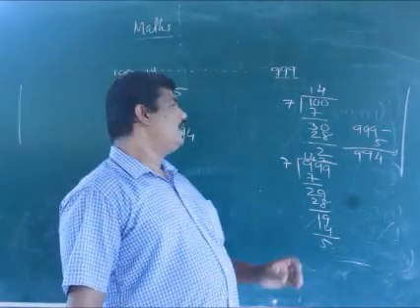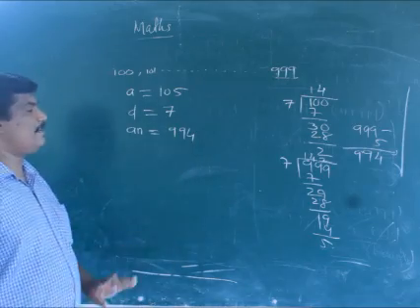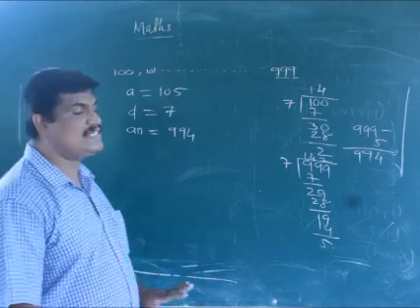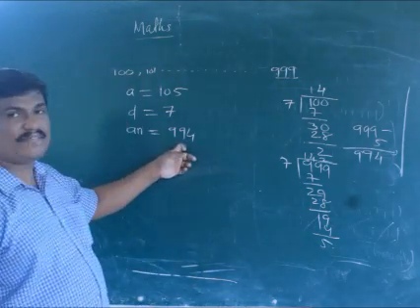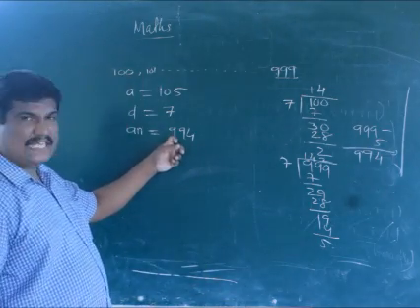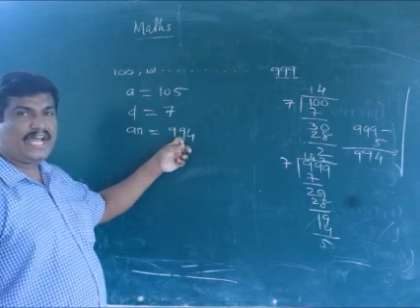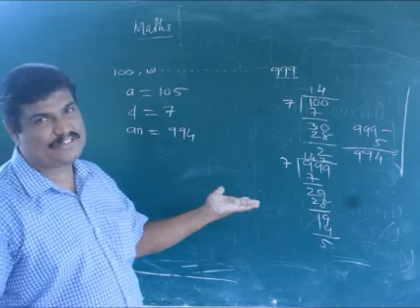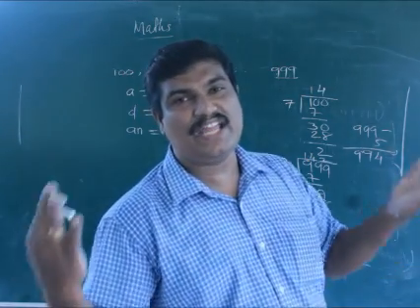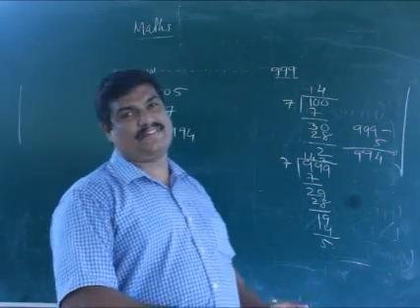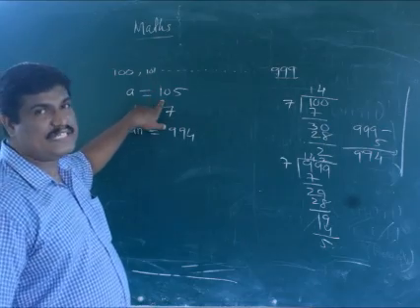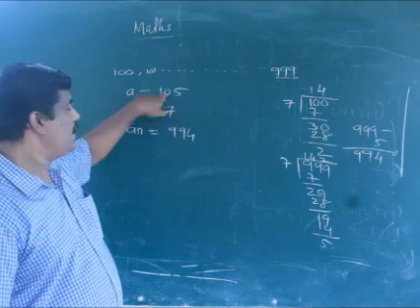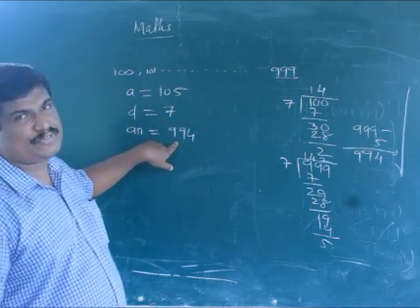So the AP has last term 994, first term 105, and common difference 7. You check, it is divisible by 7. 994 divided by 7 gives remainder 0. It is divisible by 7. So the first term 105 is a 3-digit number and it is also divisible by 7.